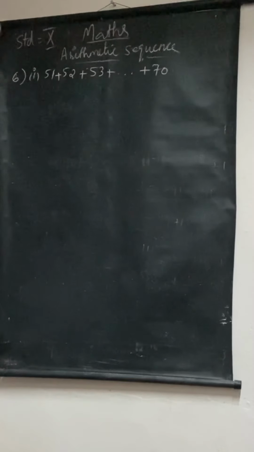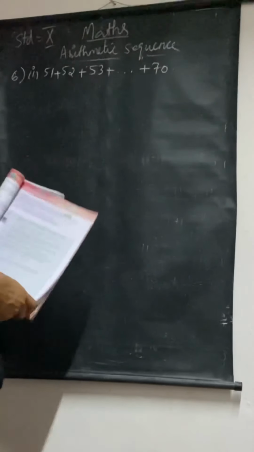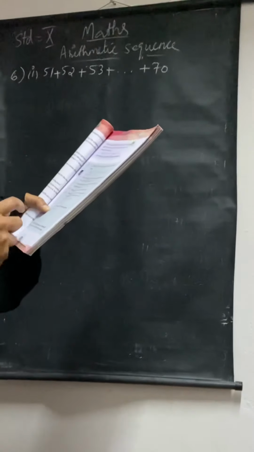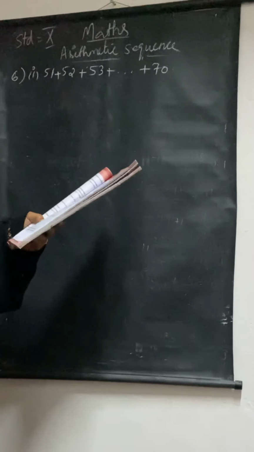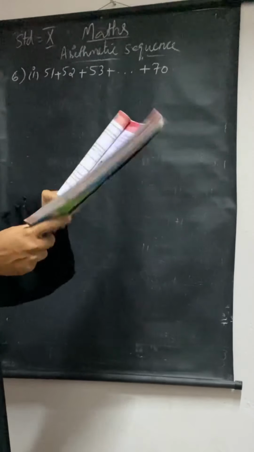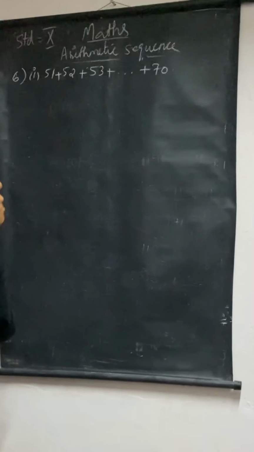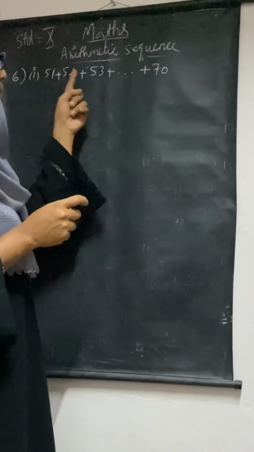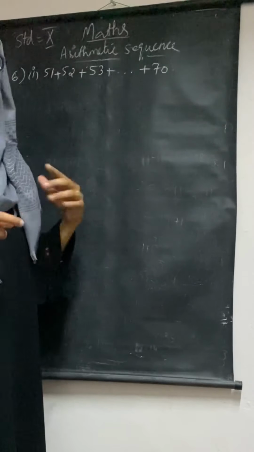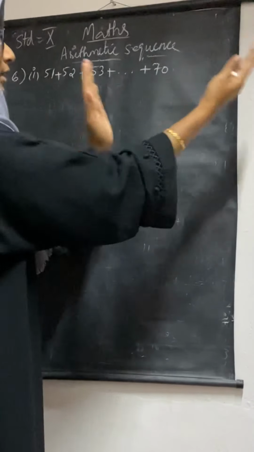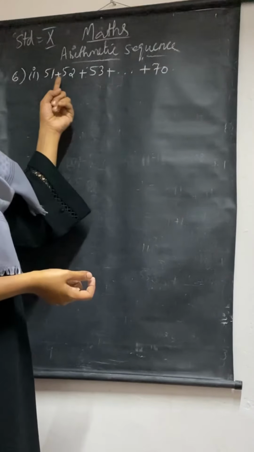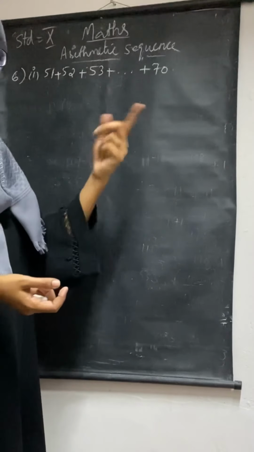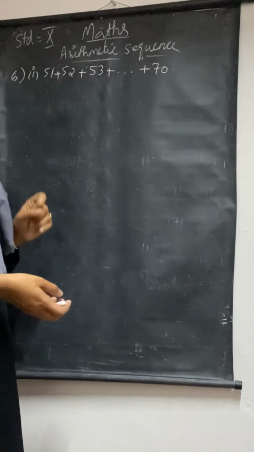So the next problem, page number 35, question number 6. There also it says calculate the sum of the following arithmetic sequences. The first sub-question is 51 plus 52 plus 53 and so on, plus 70. So you have to find the sum of all these numbers, 51 till 70. And you also know the common difference: there is only one. One is added each time. Now you have to find this sum.